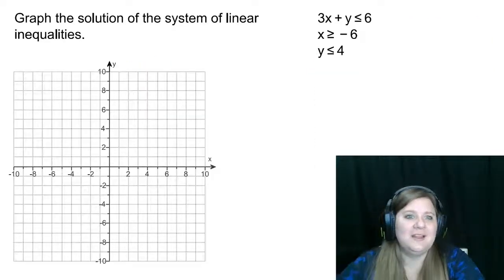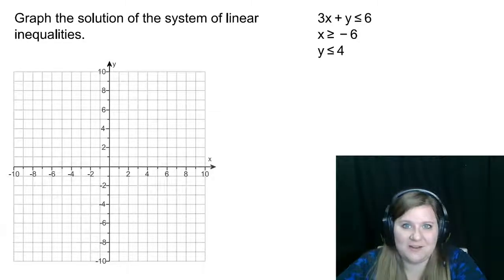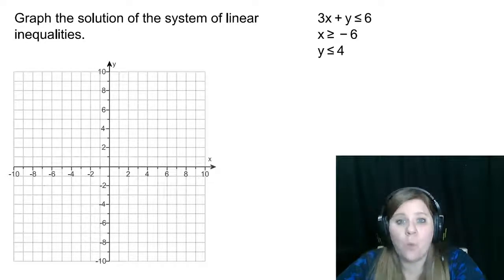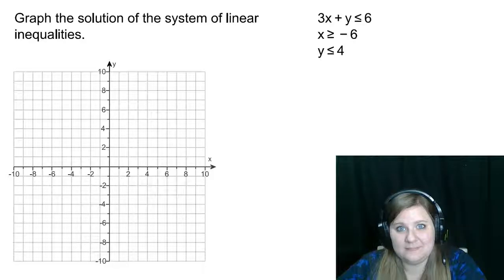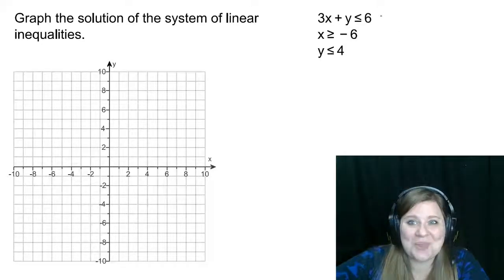Now, I want you to graph the solution of this system of linear inequalities. That means you're going to graph all 3 inequalities and find where all 3 intersect. Your final answer should only have one piece of shading. So let's start with 3x plus y is less than or equal to 6.